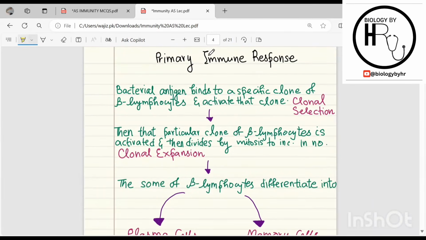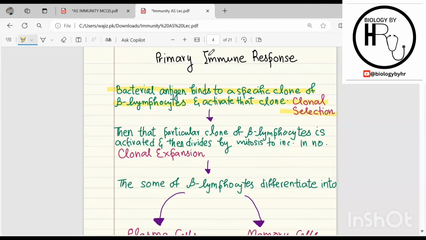Whenever a bacterial antigen or a foreign antigen is going to enter the body, it is going to be recognized by the immune system, and the bacterial antigen will bind to a specific clone of the B lymphocyte. The clone is a group of identical cells, right? When the bacterial antigen binds to a specific clone of B lymphocytes, it will activate that clone and the clonal selection will take place.